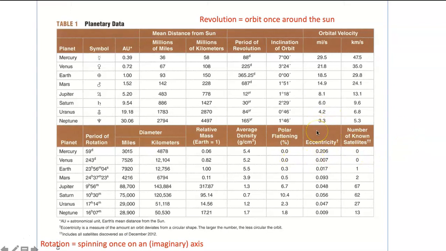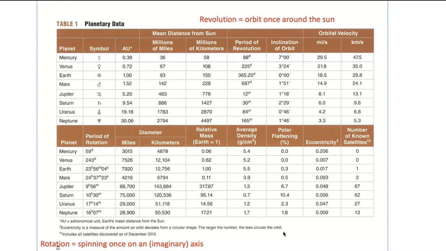Eccentricity, this is how elliptical is their orbit. Remember, the orbits of the planets are not circular. Kepler showed that they were elliptical. And eccentricity, as it describes down here, if you look at the dagger, is a measure of the amount an orbit deviates from a circular shape. The larger the number, the less circular an orbit. So a perfect circle would have an eccentricity of 0.